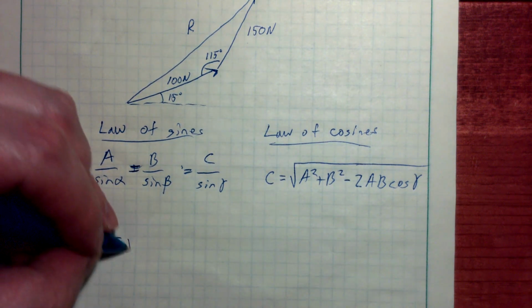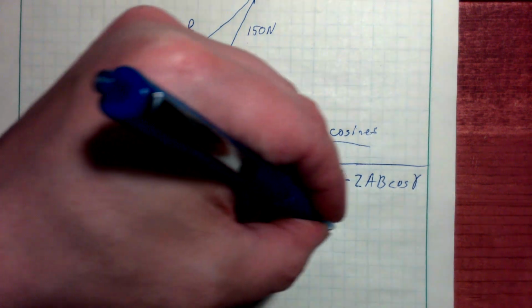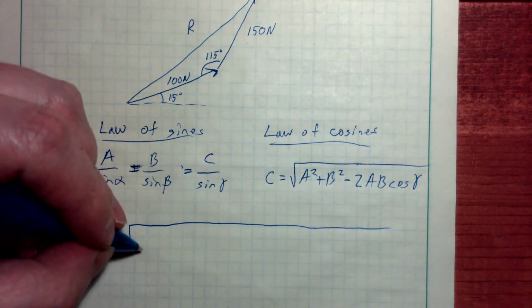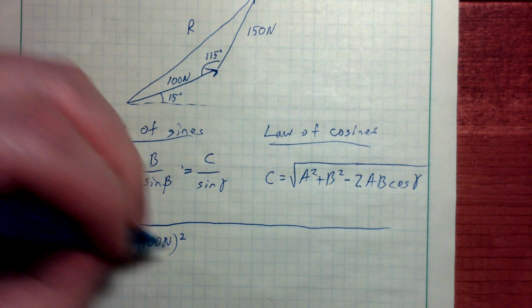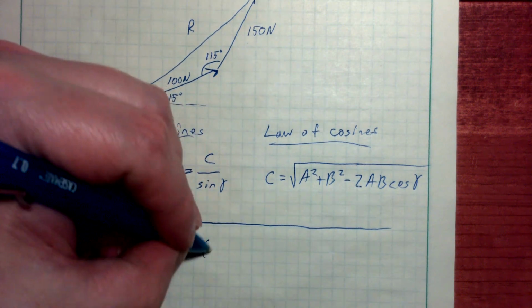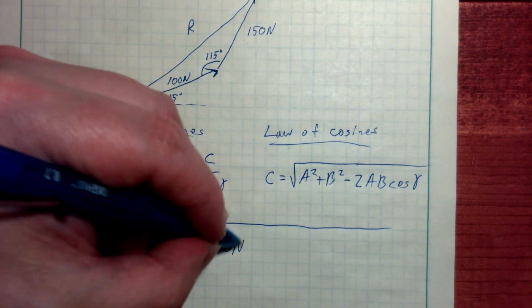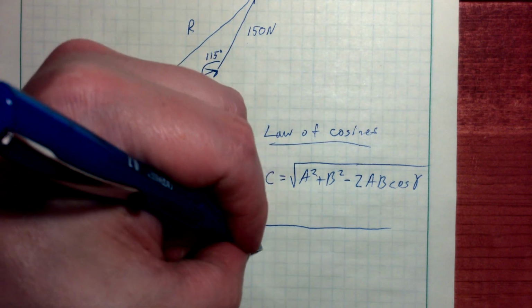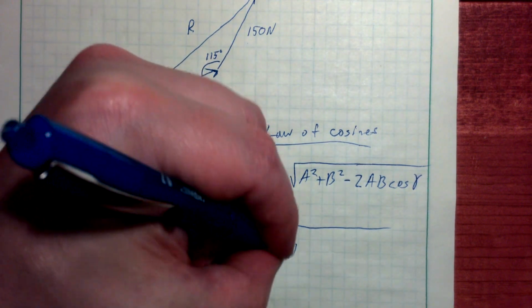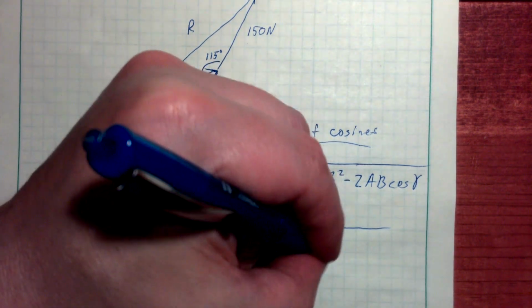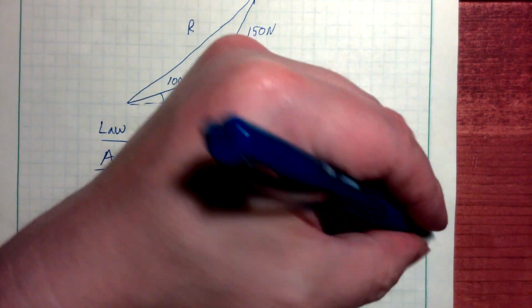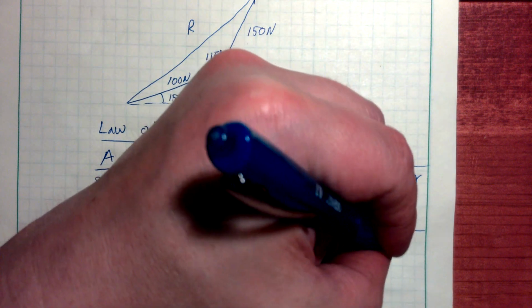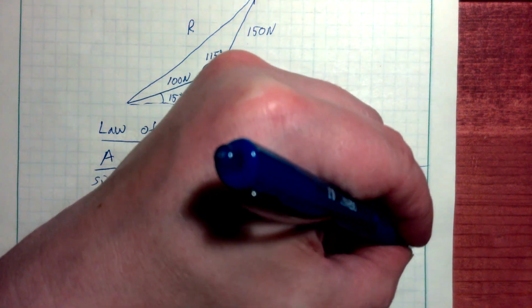is equal to the square root of 100 newtons squared plus 150 newtons squared minus 2 times 100 newtons times 150 newtons times the cosine of 115 degrees.